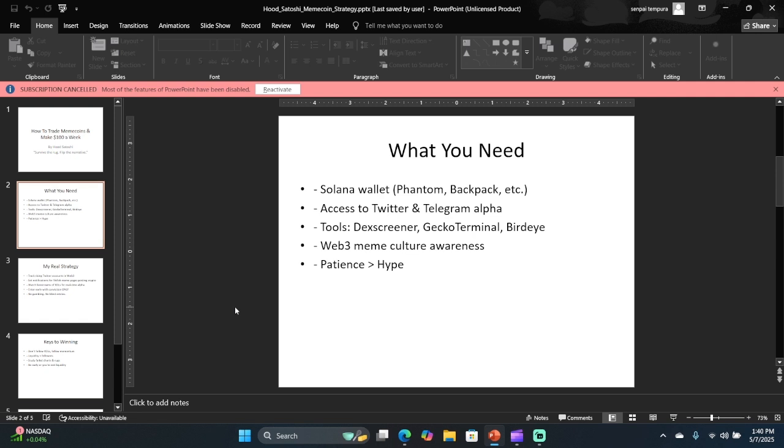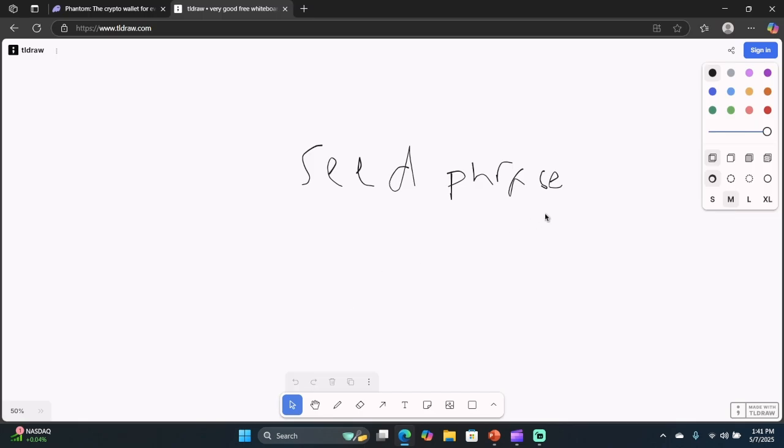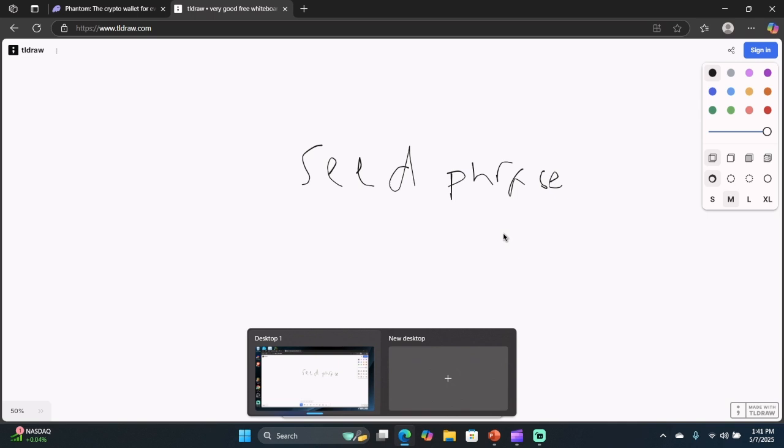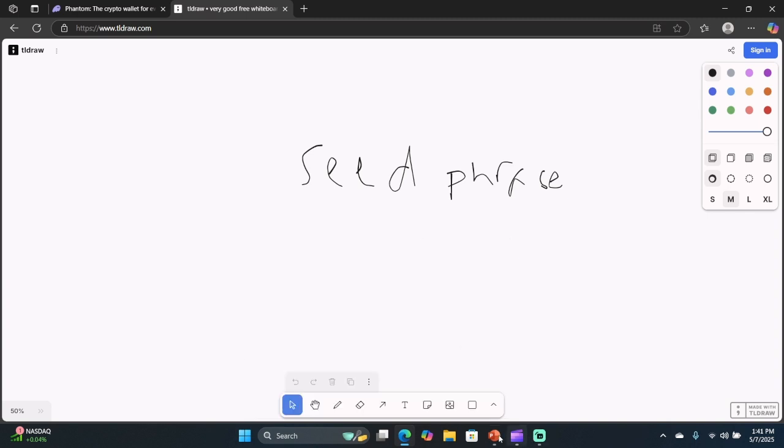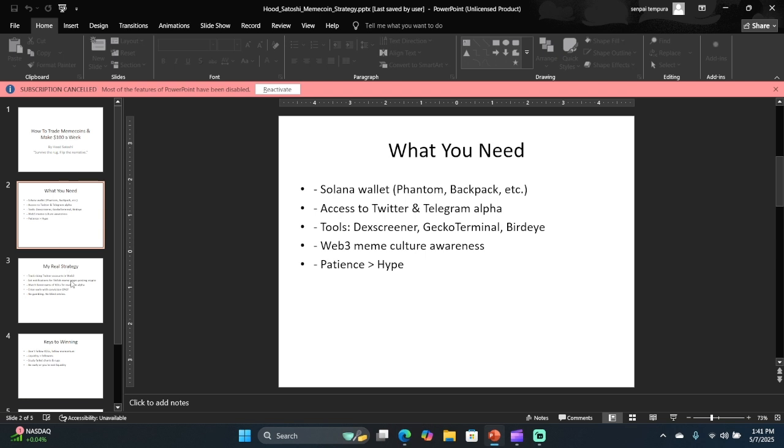once you get your Phantom wallet, one thing that I forgot to mention earlier, you need to write down your seed phrase, okay? Your seed phrase. Now, what is a seed phrase? It's going to give you like a 24-digit number, and that basically is your password for your wallet. You need to write that down because if you lose that password, you will not be able to get back in, okay? You will not be able to get back in. Now the PowerPoint's almost done.